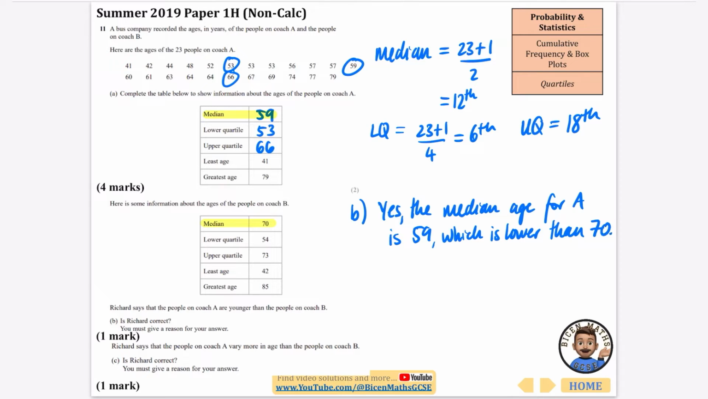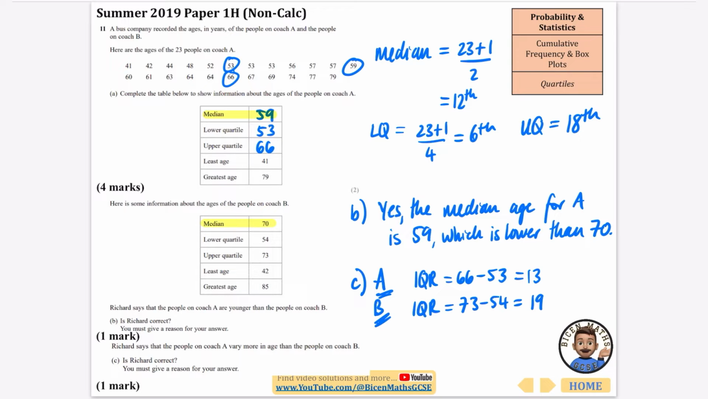You're going to start seeing similar patterns in these questions, because we're now going to compare something else. It says, Richard says that the people on coach A vary more in age than the people on coach B. So this was about median. This is now going to be comparing either the range or the interquartile range. It doesn't really matter which one you do here, but I'm going to find the interquartile range for coach A. The interquartile range is the upper quartile take away the lower quartile, and 66 take away 53 is 13. For coach B, the interquartile range is the upper quartile take away the lower quartile, and that is 19.